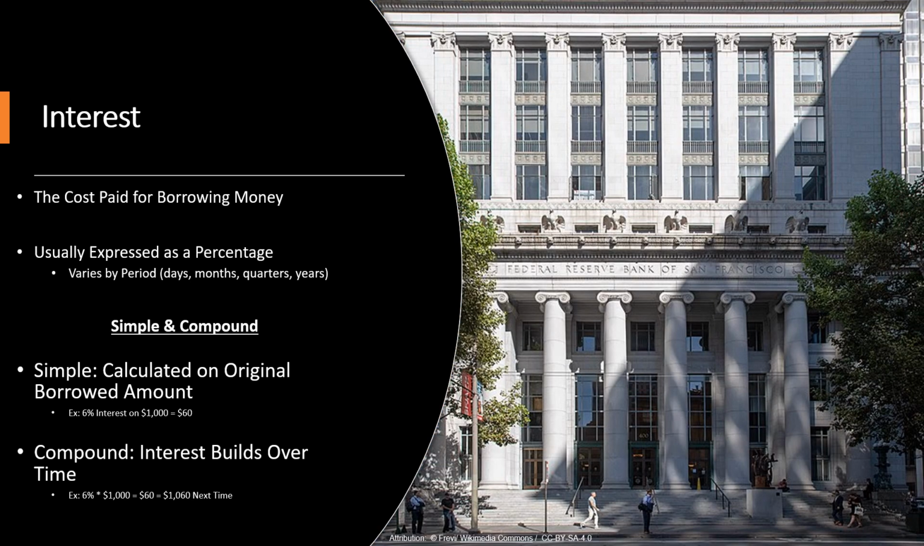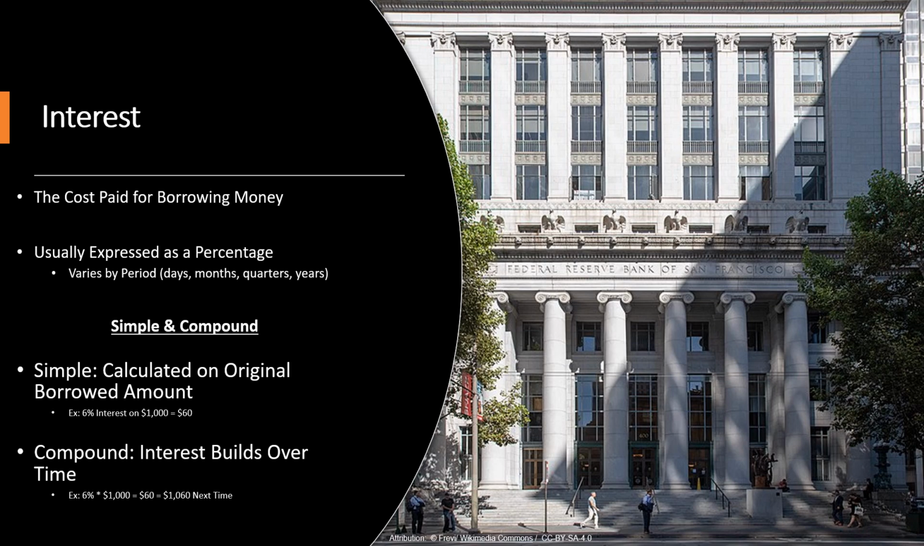So what is interest? Interest is the cost paid for borrowing money. It's usually expressed as a percentage and it varies over time period. Interest can be a period of days, months, quarters, or years, though it is most often expressed in years, and you hear the term annual percentage rate. This is one of the most common ways of expressing interest. Interest also comes in two different types, simple and compound.